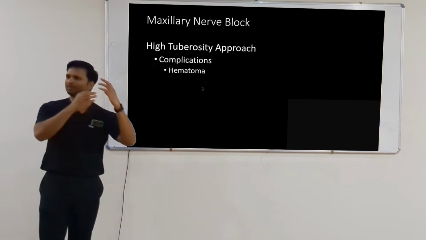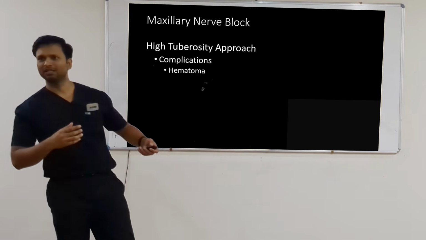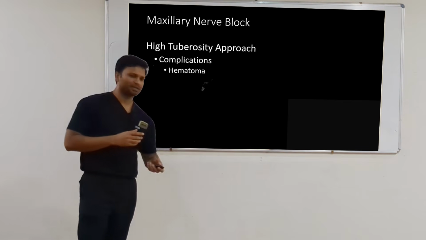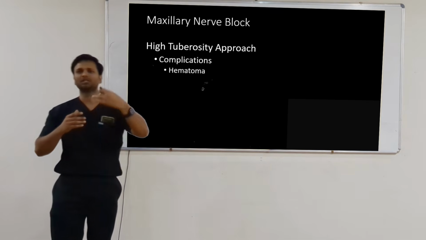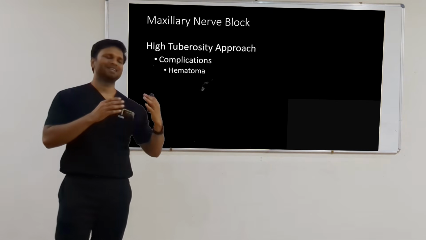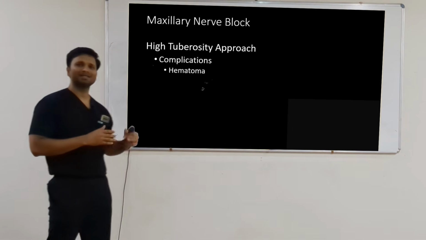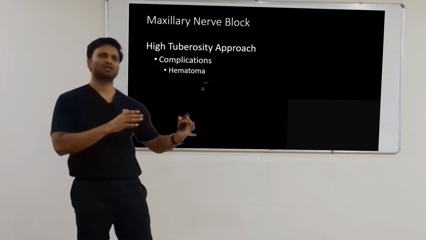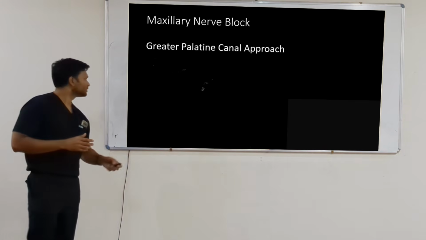Again, the same thing, there we have the maxillary artery and the pterygoid plexus of veins. So if we are going to give a nerve block, that is the maxillary nerve block, using the high tuberosity approach, there is an increased risk of hematoma. So the same logic applies here. If the patient is at a risk of increased hemorrhage, you are going to avoid this.